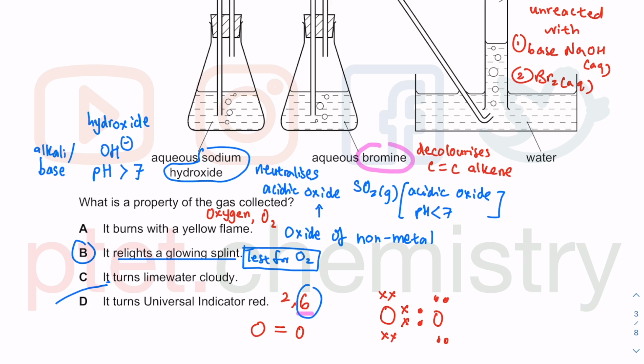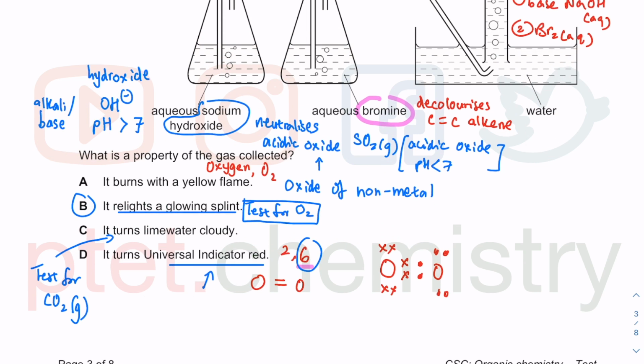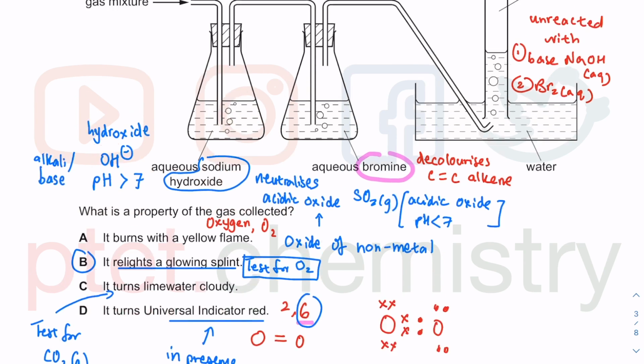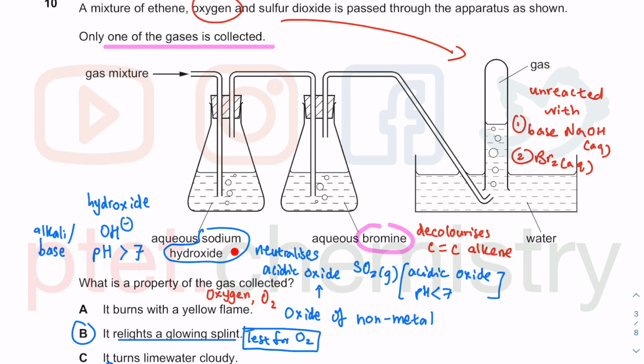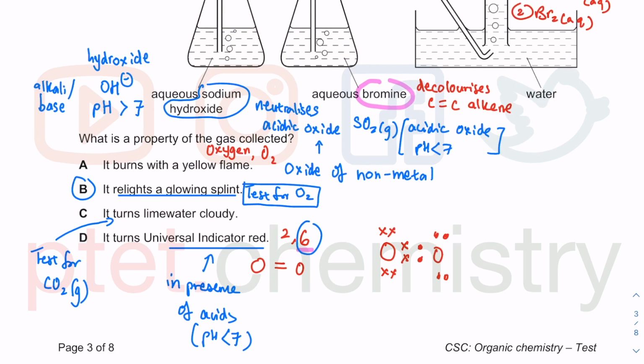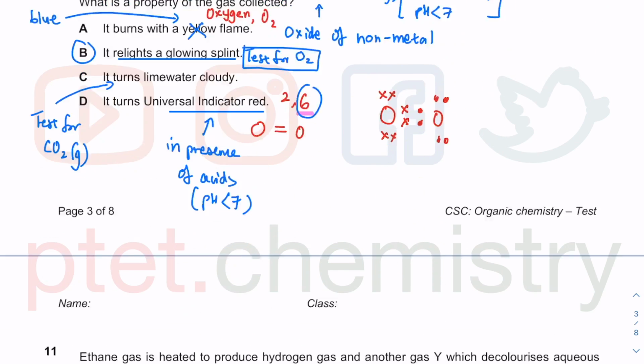Turning lime water cloudy is the test for carbon dioxide gas, which is not given in this question. Turning universal indicator red is under acid, base, and salt. So universal indicator turns red in the presence of acid. But the sulfur dioxide has already been neutralized by sodium hydroxide, so sulfur dioxide doesn't get there at all. Speaking of this yellow flame, oxygen doesn't burn with a yellow flame, oxygen burns with a blue flame.